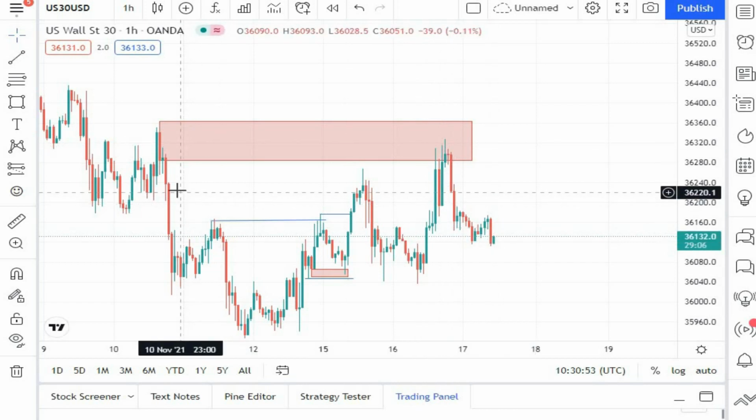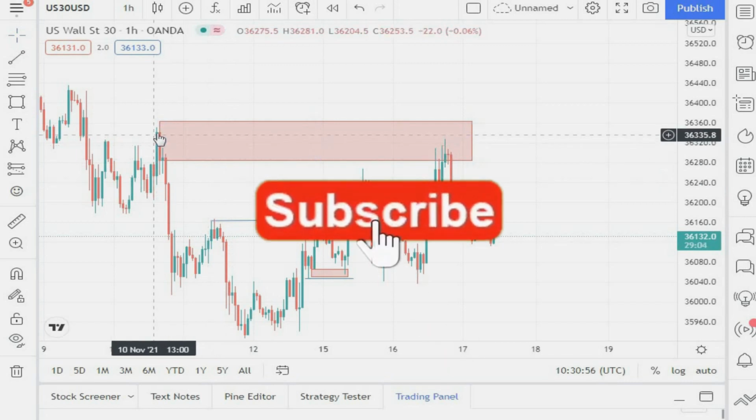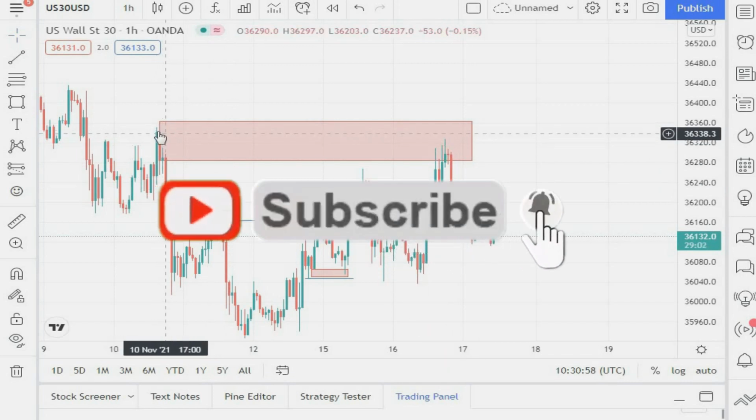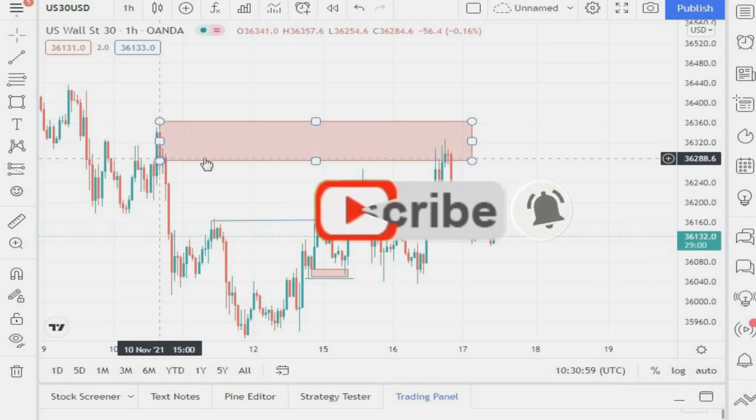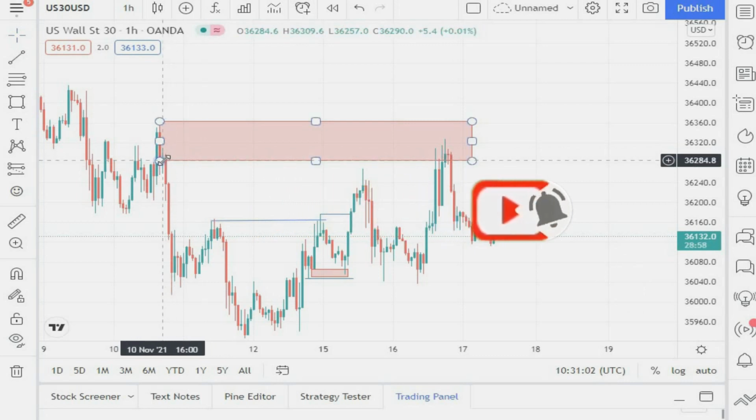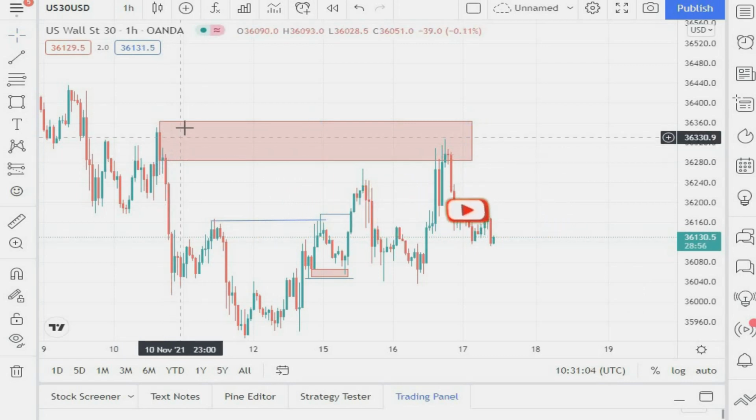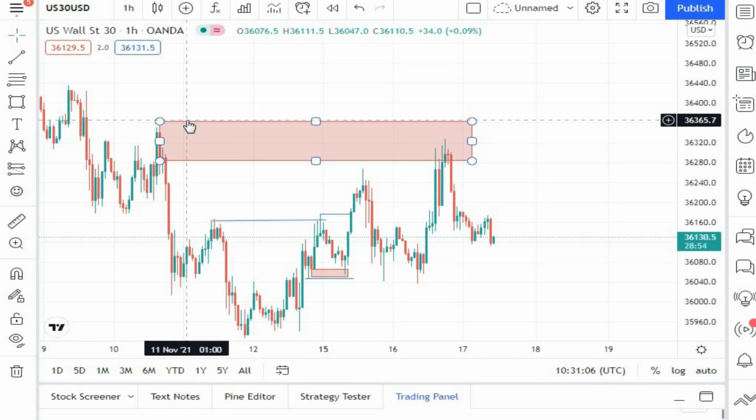So you can see some of you may say, Boske, I can't take such kind of entry here, putting my SL around there and then putting my stop loss above there.